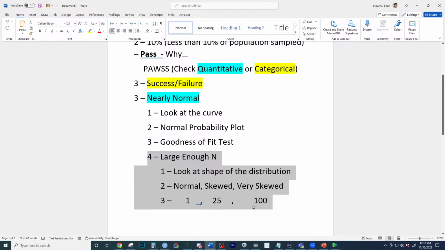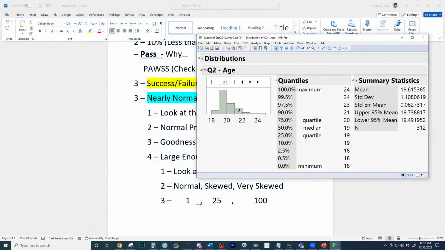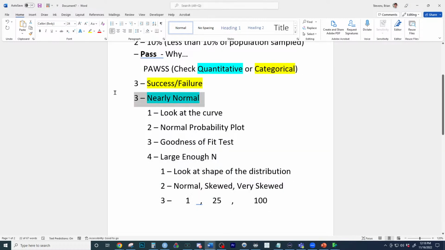If we do not meet those conditions, we can always use the large enough N, which can be found right here. And we can look at the shape of the distribution, which we would say here is a little bit skewed. So maybe a sample of 25 is large enough, and our sample size of 312 is large enough. So we pass the nearly normal by way of large enough N right there. So a little bit of skew, but the large enough sample size means we're good enough on that.